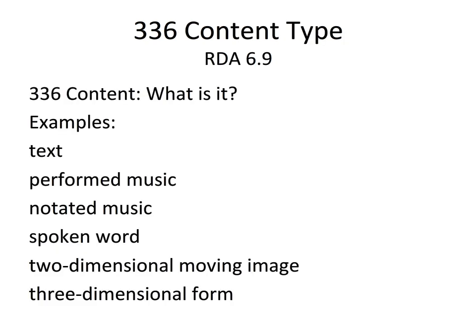Content has to do with what something is and what human sense is needed to use it. Text is a book or serial. Performed music is a sound recording of music. Notated music is a score. Spoken word is a sound recording of a book. Two-dimensional moving image is a video recording. And three-dimensional form could be a globe, a toy, etc.